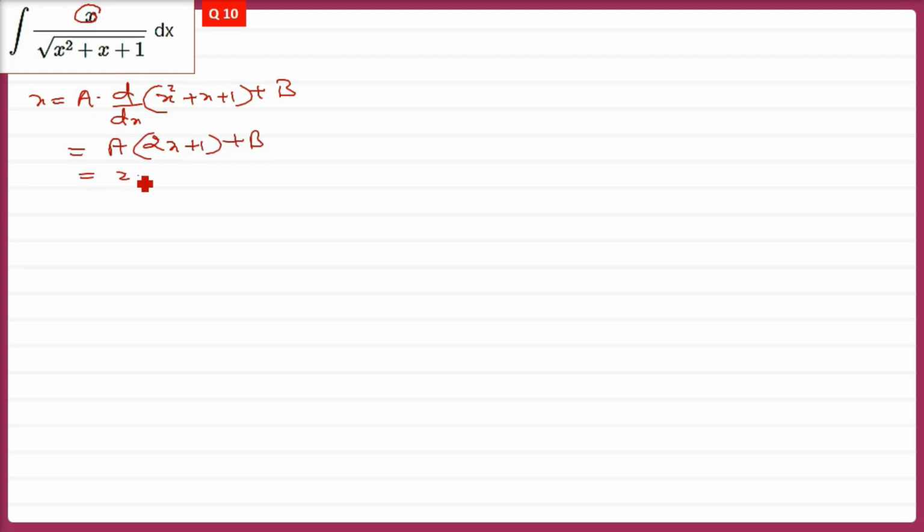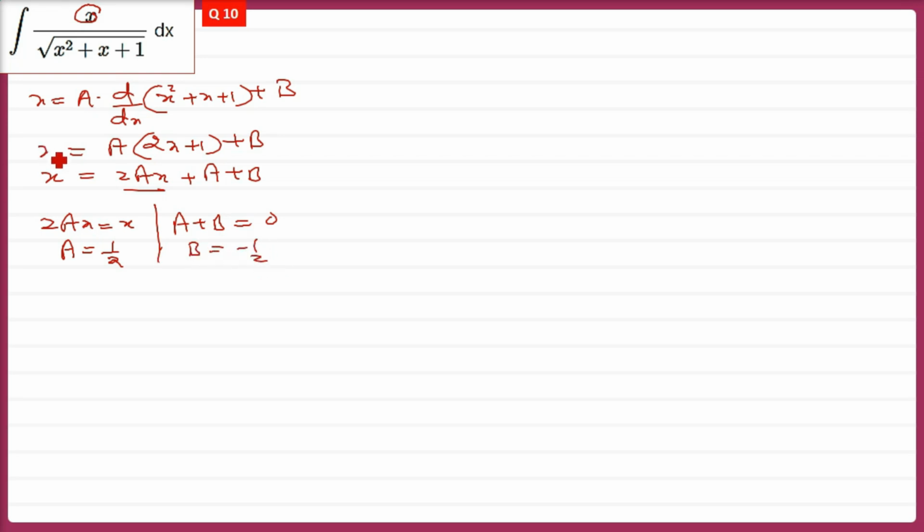This will be 2ax plus a plus b, and this is equivalent to x. Now you can equate these similar terms. So 2ax will be equal to x and a plus b is equal to 0. From here you will get a as half, and when you put it here, that is half plus b equals to 0, b will give you negative half. So b will be equal to minus half.